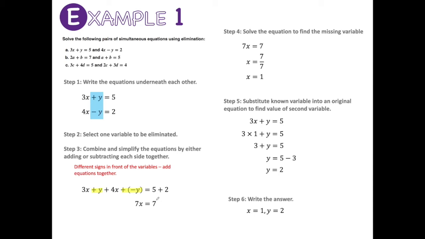So that's an example of how we can solve simultaneous equations using the elimination method. Let's go and have a look at a second example. In the second example, I have 2a plus b is equal to 7 and a plus b is equal to 5. I'm going to start off by writing the two equations underneath each other and look for a variable that might be able to be eliminated.